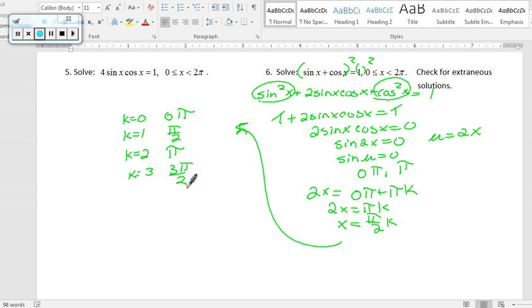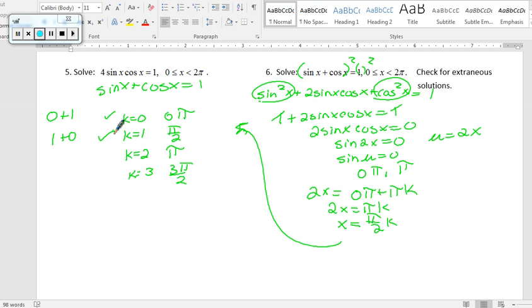Now, since I had squared these, we need to plug them back in. So, for example, here, again, remember, original equation is sine x plus cosine x is equal to 1. If I put 0 pi in for x, we'll do this one here. The sine at 0 pi is 0. The cosine is 1. That equals 1, so this guy is a check. If I put pi over 2 in for x, sine is going to be 1, and then the cosine is 0. So this guy also checks.